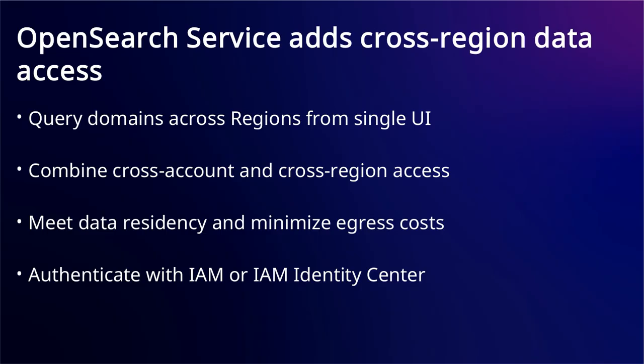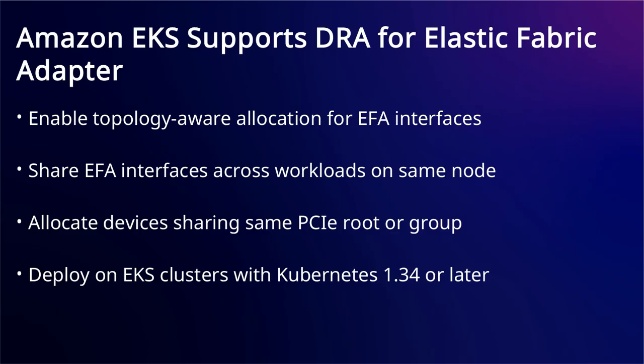runs. Running AI, ML, and HPC workloads on Kubernetes requires high-performance internode communication and RDMA capabilities, but managing EFA resource allocation efficiently has been complex. Amazon EKS now supports dynamic resource allocation for Elastic Fabric Adapter to address this challenge.